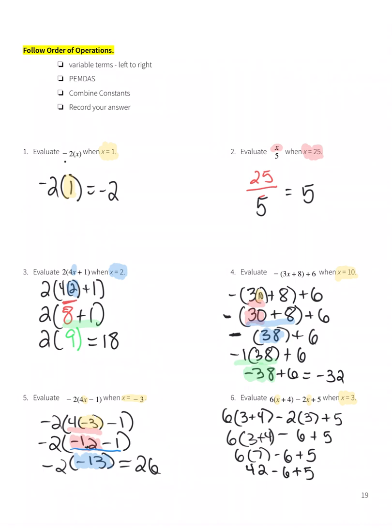And our last step here is to complete our subtraction and addition problems. And when we have subtraction and addition, they happen at the same time from left to right. So first, I'm going to do 42 minus 6. 42 minus 6 is equal to 36. Then 36 plus 5 is our last operation. 36 plus 5 is equal to 41.